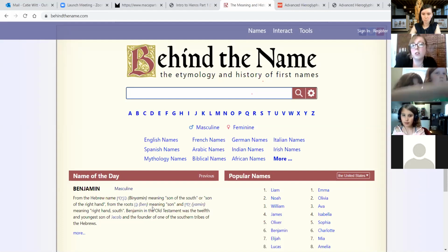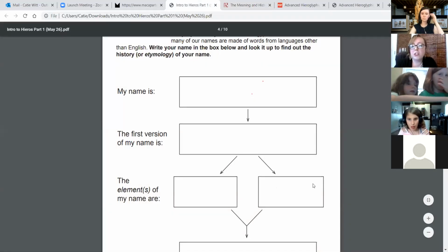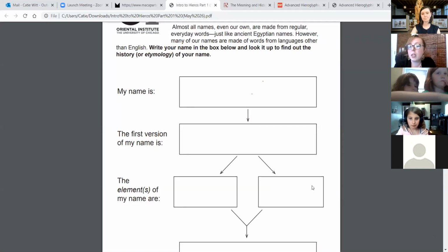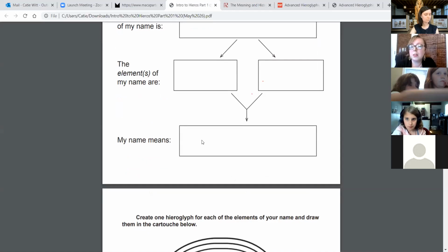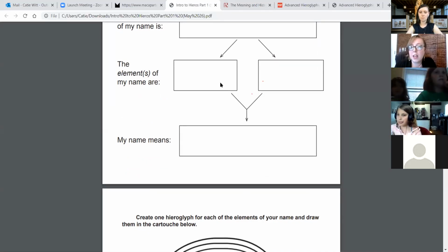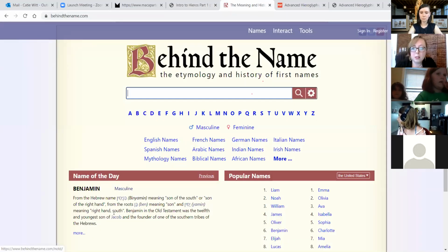So that's where on this worksheet you can write each element of your name. If you have multiple elements of your name, you can break it down. And that helps you get to more about the meaning of your name. Especially, we can see that with Benjamin here, son of the right hand, by breaking down Ben and Yamin.